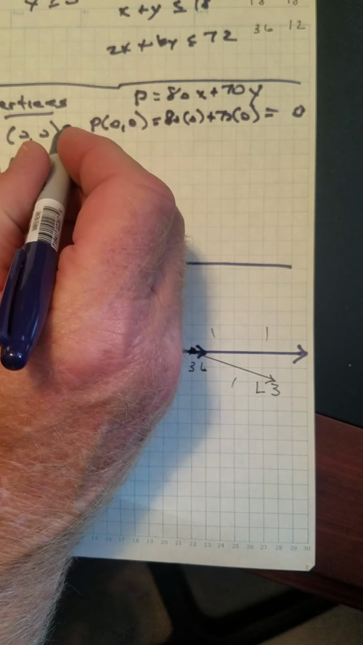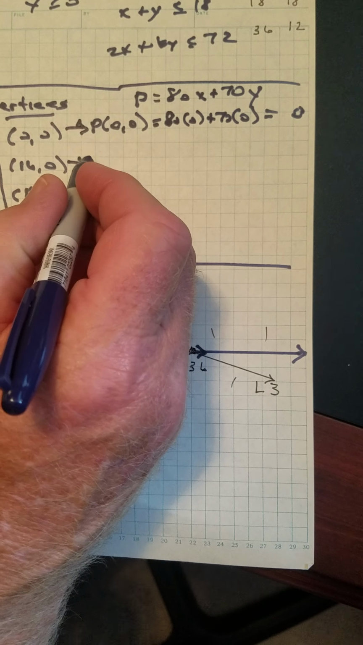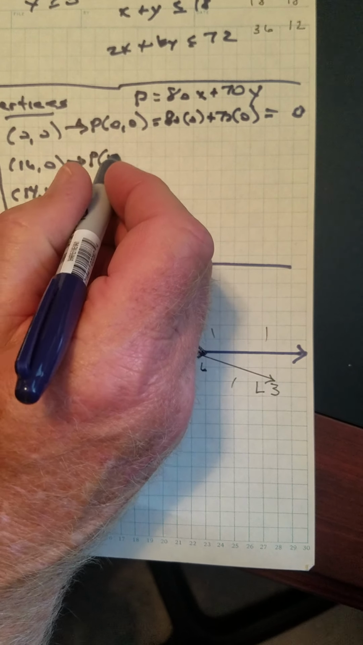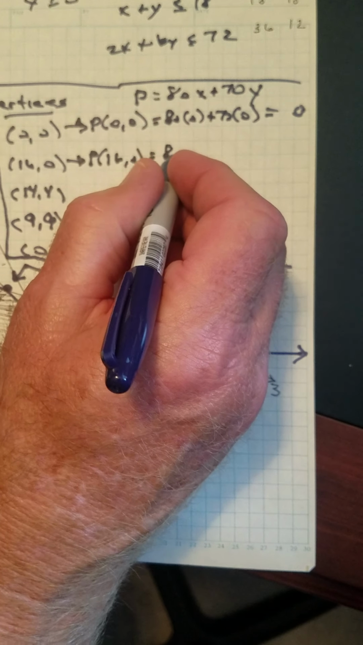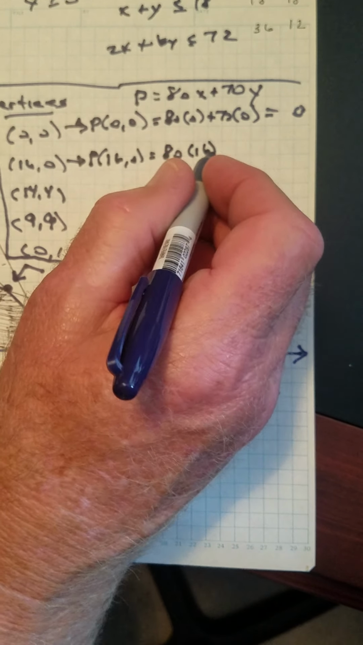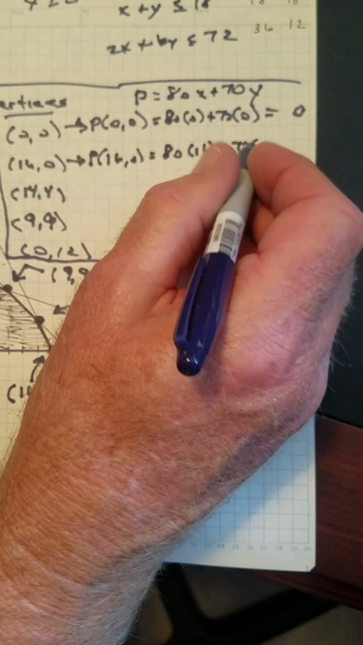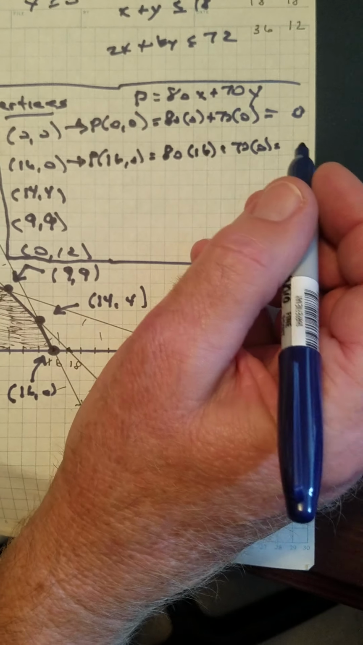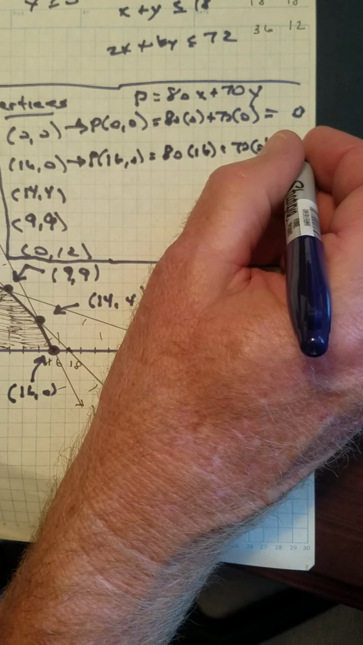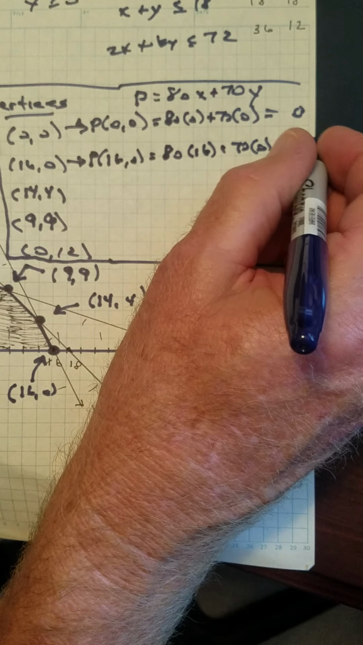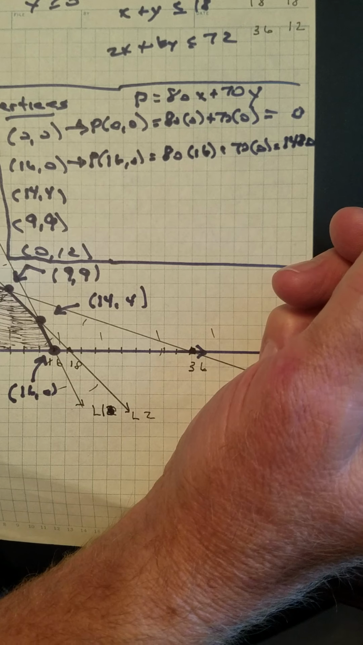Okay, that was the first one. Let's go to the second one. So the profit at 16, 0 would be 80 times 16 plus 70 times 0. Should be 1,480. Numbers are getting big.